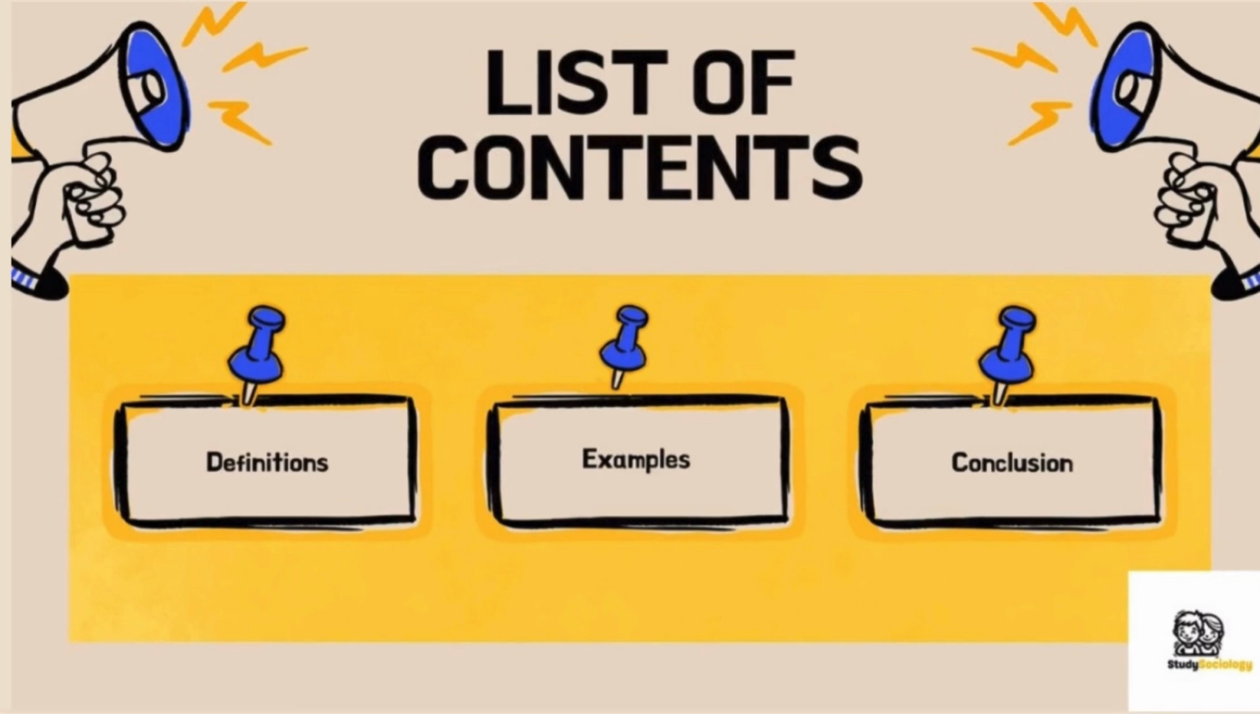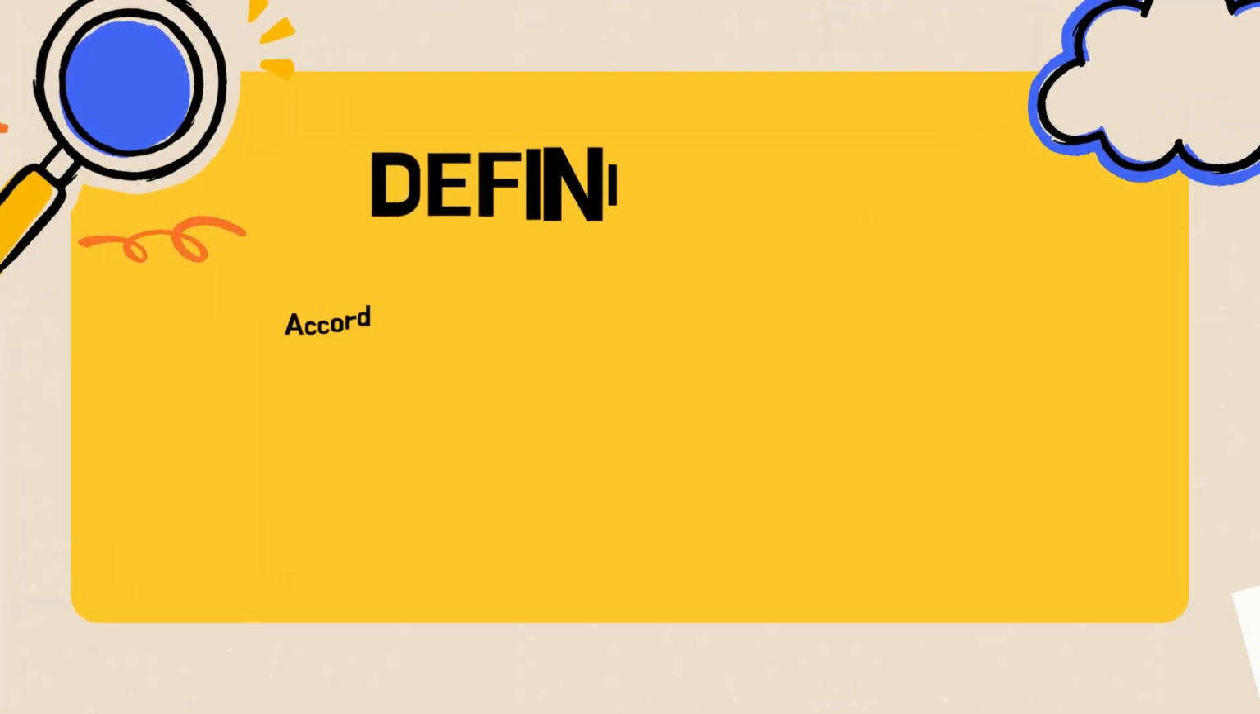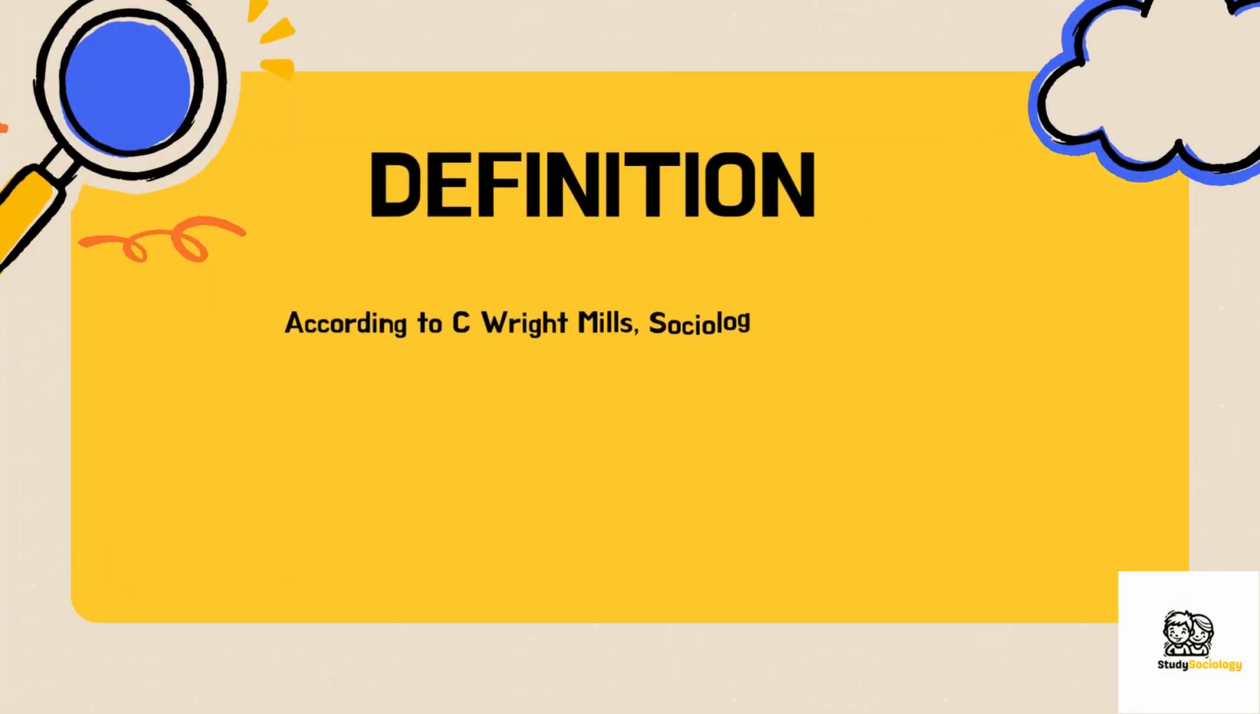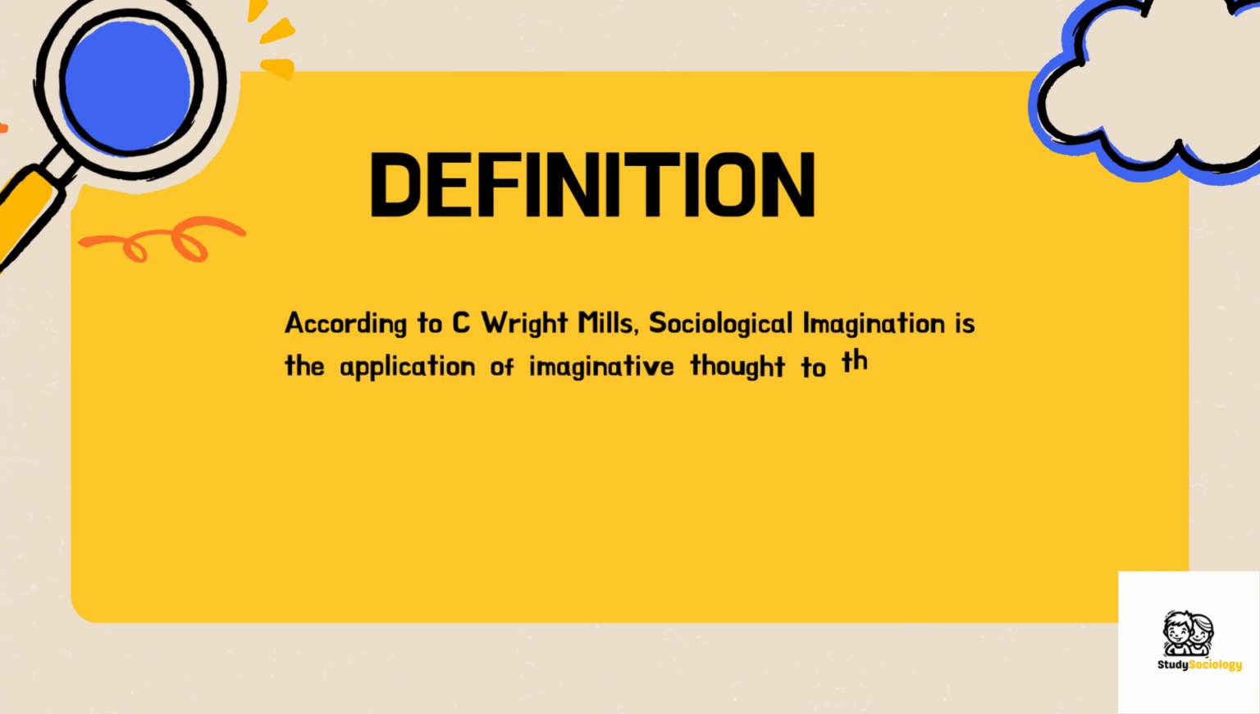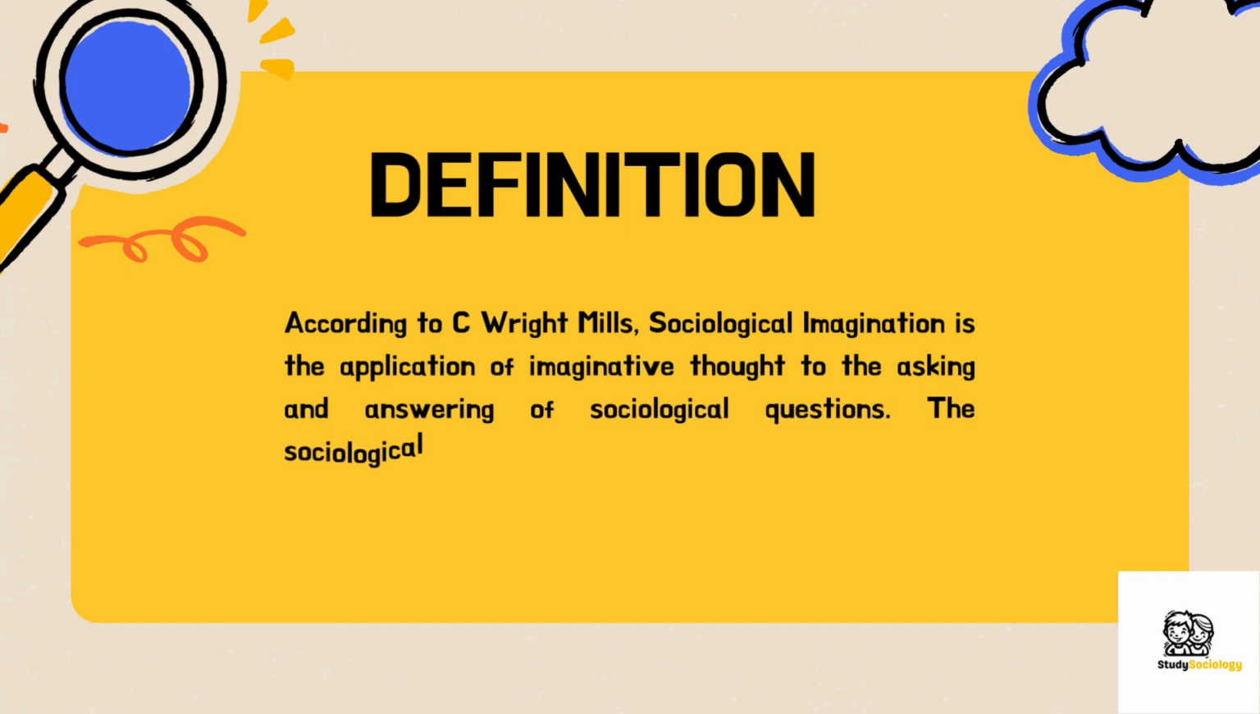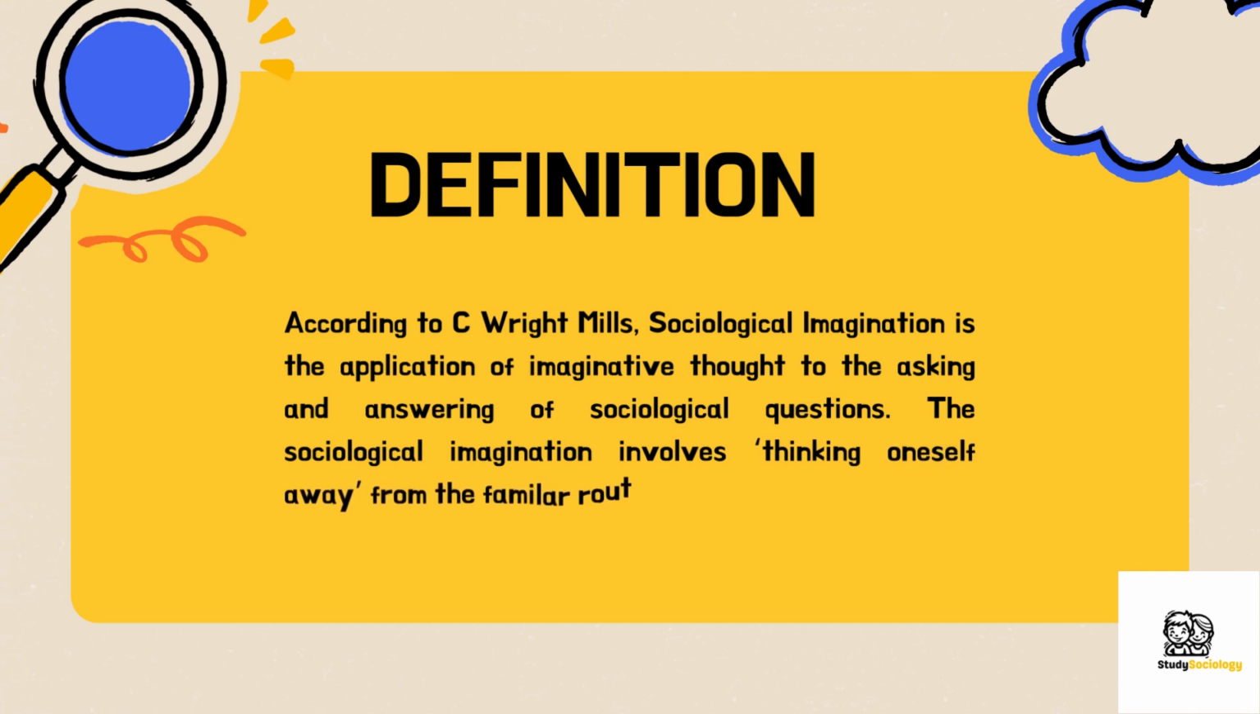So coming to the definition, what is sociological imagination? According to C. Wright Mills, sociological imagination is the application of imaginative thought to the asking and answering of sociological questions. The sociological imagination involves thinking oneself away from the familiar routines of life.